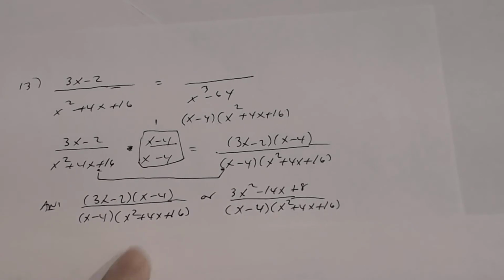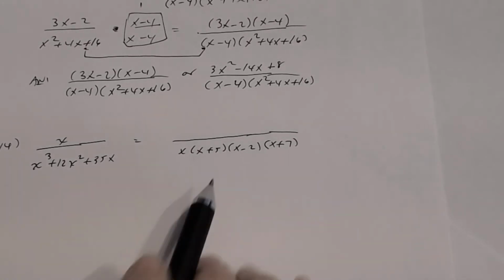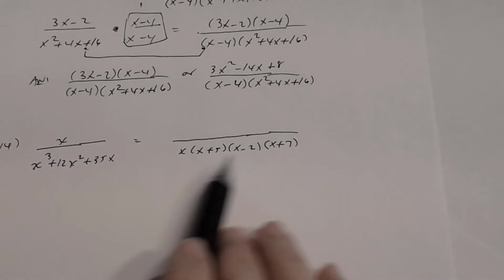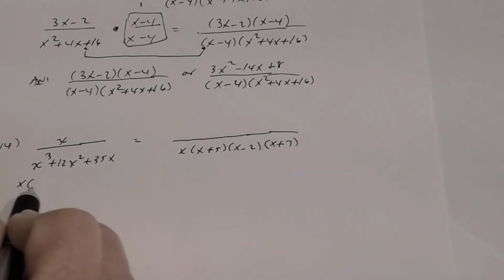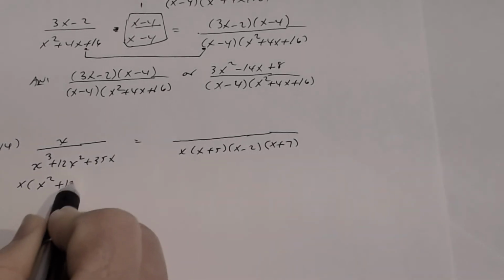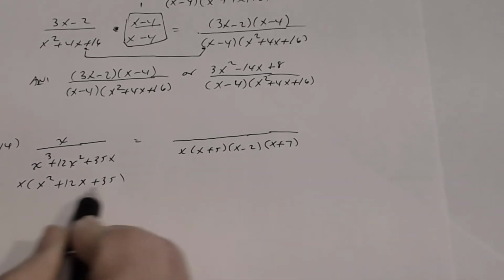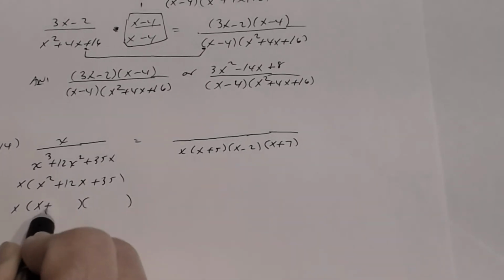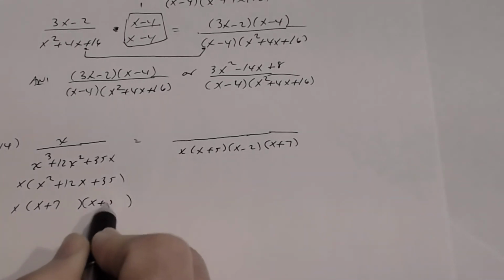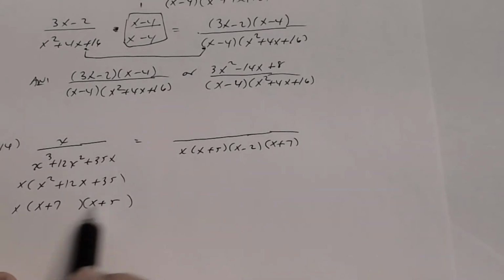Okay. All right, number 14, we have this. And so notice this part's already factored, right? And so let's go ahead and factor this. So here I can factor out an x. And so I get x squared plus 12x plus 35. Then let's go ahead and factor this further. So I get x times, let's see what we get here, x plus 7 times x plus 5. Yep, that's right. And so now look at what you have and what you want.